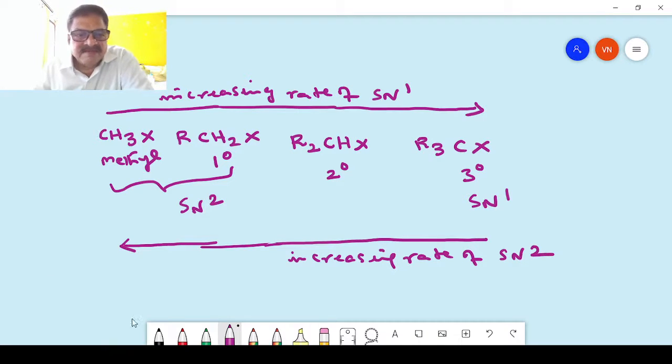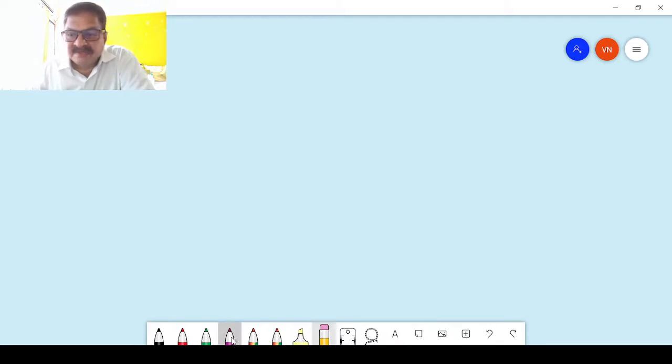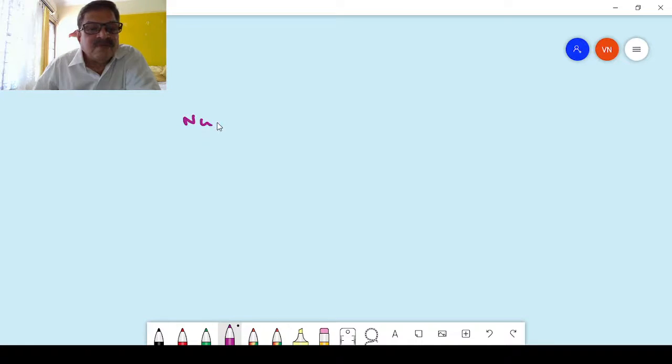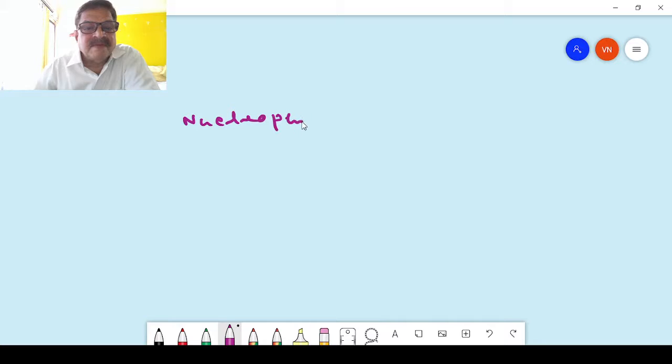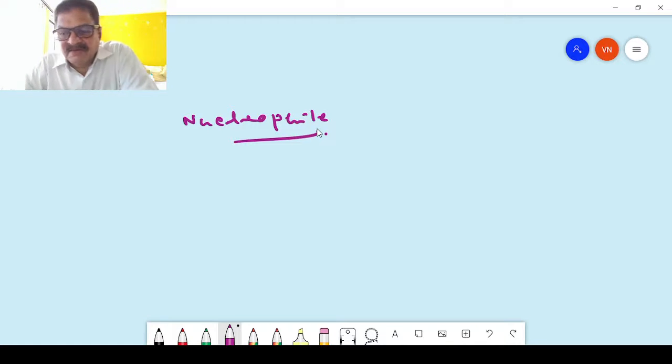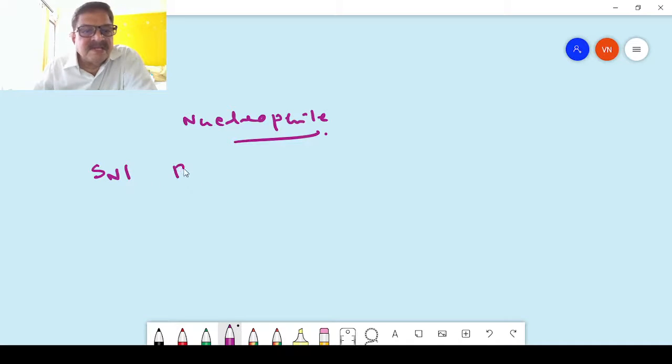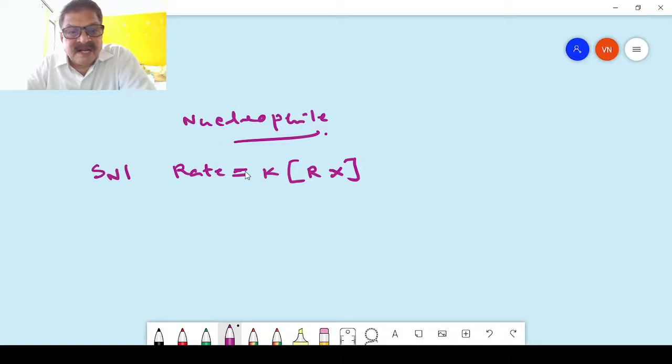Now, the nucleophile is the next important point of the four different factors we have identified. The second one is the nucleophile, whether it is a strong nucleophile or a weak nucleophile. Now we have seen the rate of the Sn1 reaction is independent of the concentration of the nucleophile. The rate depends only on the concentration of the alkyl halide. The nucleophile is nowhere in the picture. Therefore, the concentration of the nucleophile does not affect the course of an Sn1 mechanism.